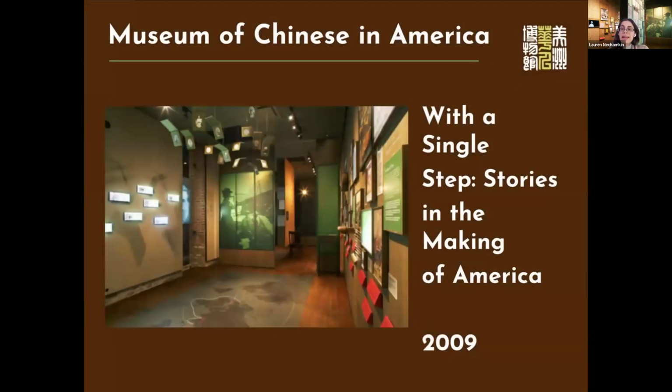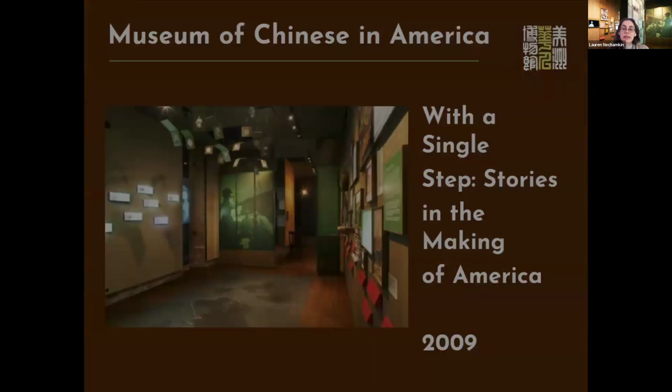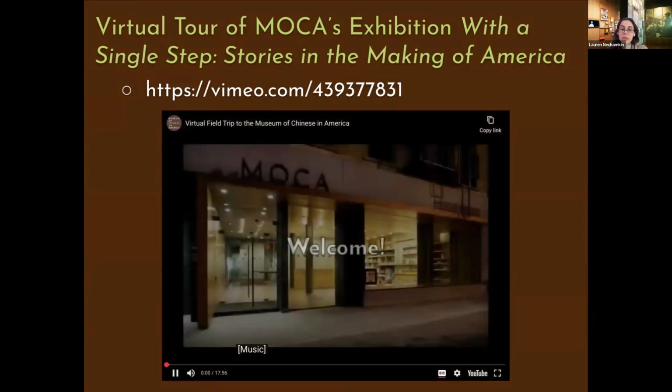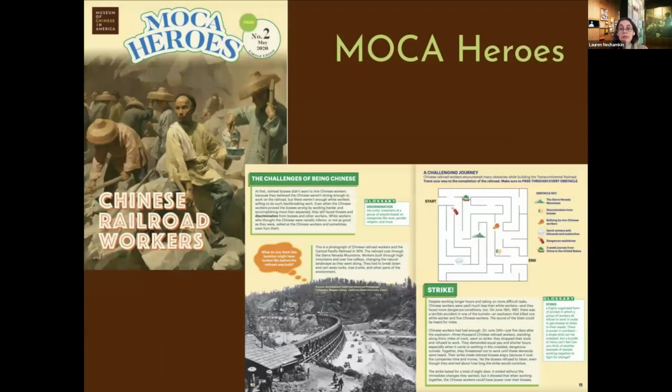Many years later, we turned into the Museum of Chinese in America, which we are today. This is our core exhibit, With a Single Step: Stories in the Making of America. If you come visit, that's what you'll see in person. We have a great introduction to the museum on our website, an 18-minute tour that is also really good for students. We also have some curricular resources, which we'll share later with a link, including our MoCA Heroes student magazines.